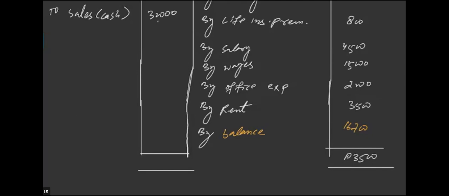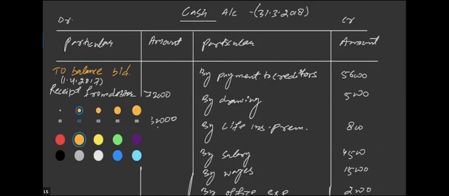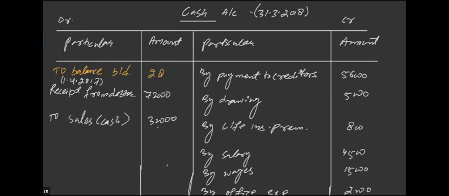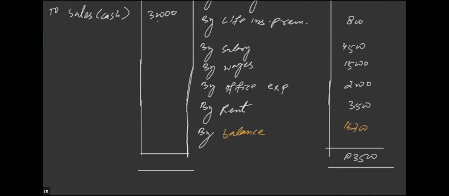From 1,35,000, we will be reducing 72,000 first, then 30,000. So we will get 28,500 as the opening balance of the cash account. Now both the sides of the cash account will tally. Tell me, Alexander, is this clear to you? Yes, sir. Okay.